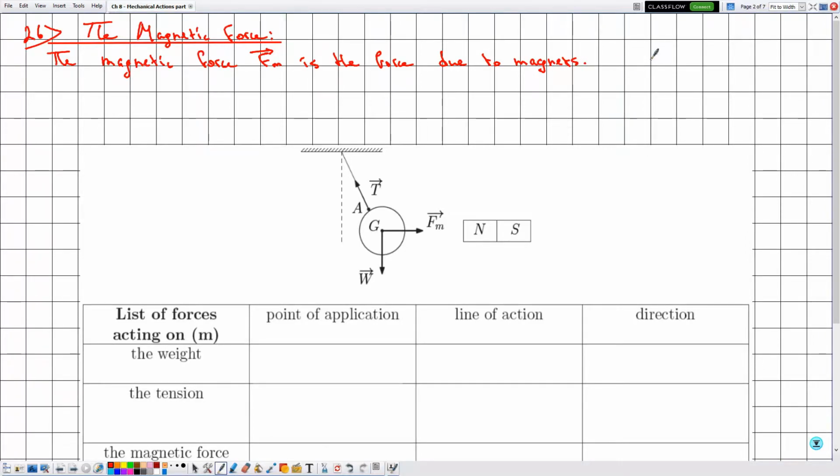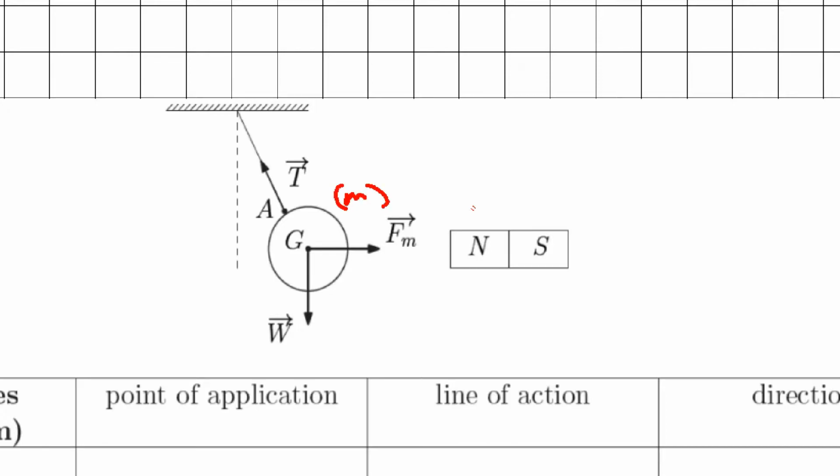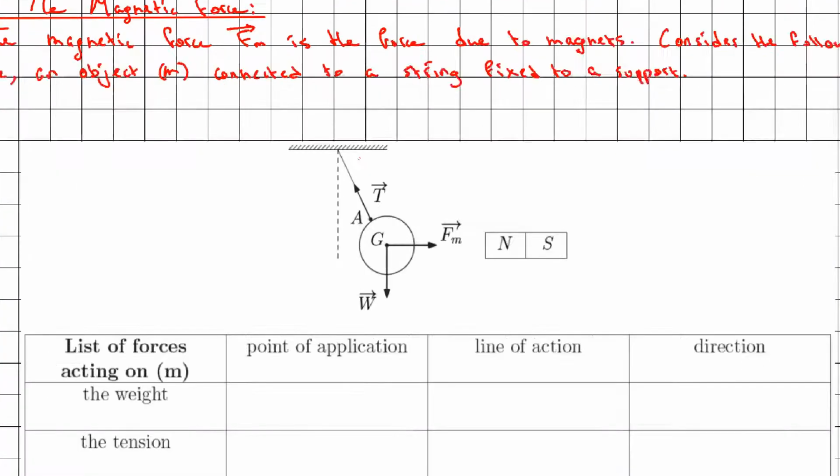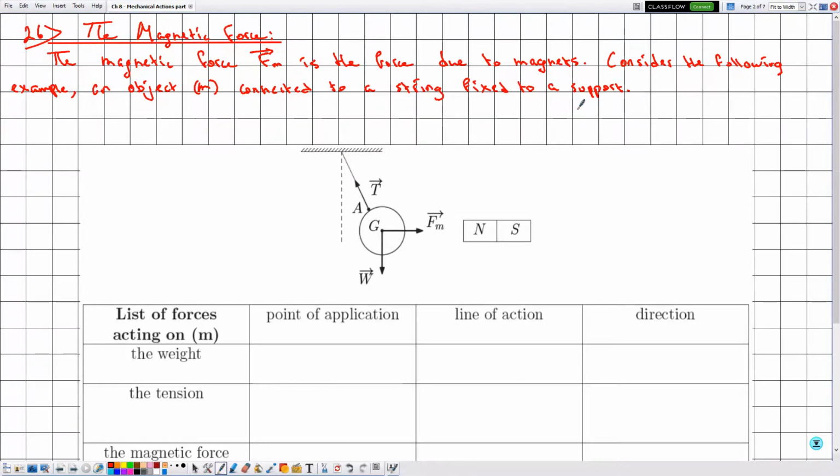Then this is in general. Now let me consider the following example, in which we have an object M connected to a string fixed to a support. So this string is fixed to the support. And now, we have the weight and the tension, and in addition to these forces, we have the magnetic force.